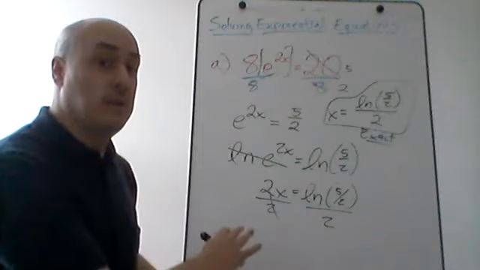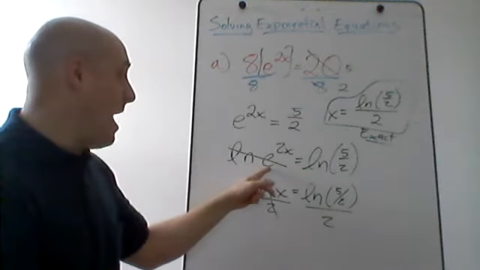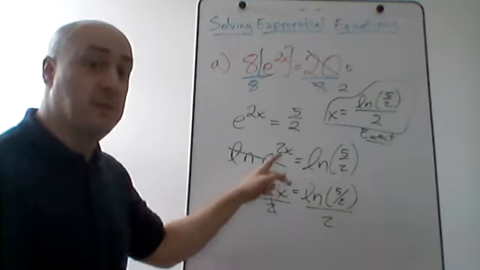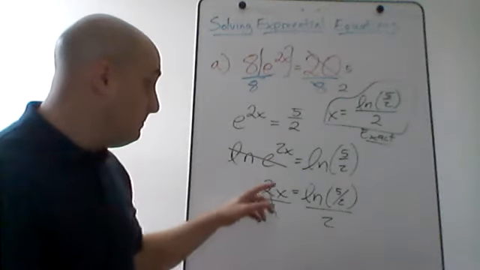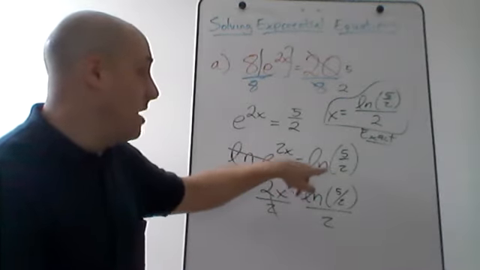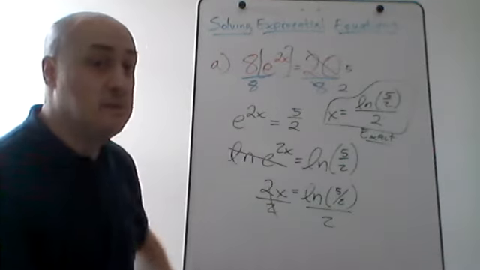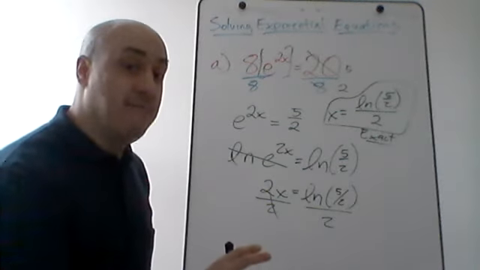So watch that other video, look at that other example to see what happens when this is a 3 or a 5 or something raised to the power. The other thing I want to point out here is once I do the natural log on this side of the equation, I get ln of 5/2. I then cannot touch that 5/2.